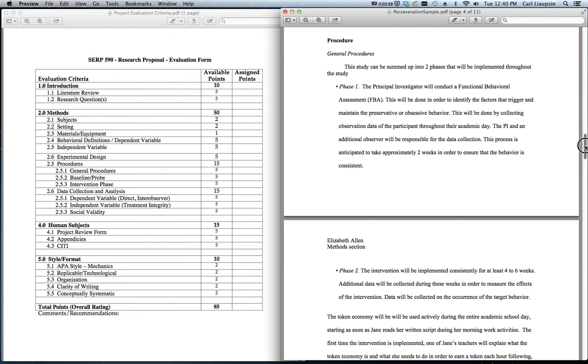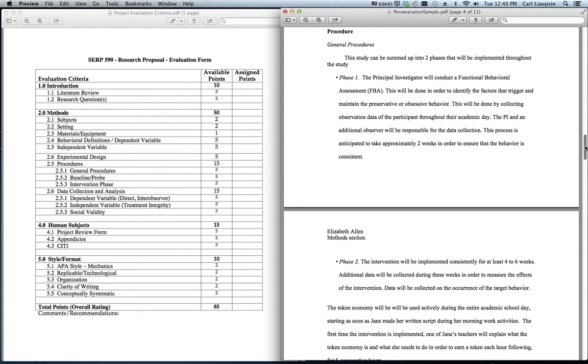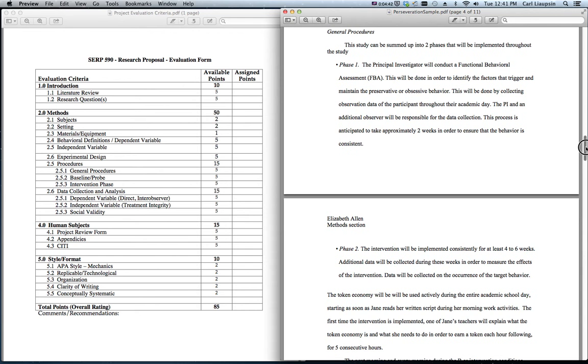Then we come to the procedure section. I think probably the greatest confusion comes between the procedure section and the data collection and analysis section. So in the procedure section, this is a really good example of separating the two phases for a function-based intervention or a consultation intervention. If you have a function-based intervention, you have an assessment phase and you have an intervention phase. If you have a consultative intervention, you have a consultation phase and an intervention phase. In this case, the student explained in the general procedures section how there are two phases. Take a look at that.